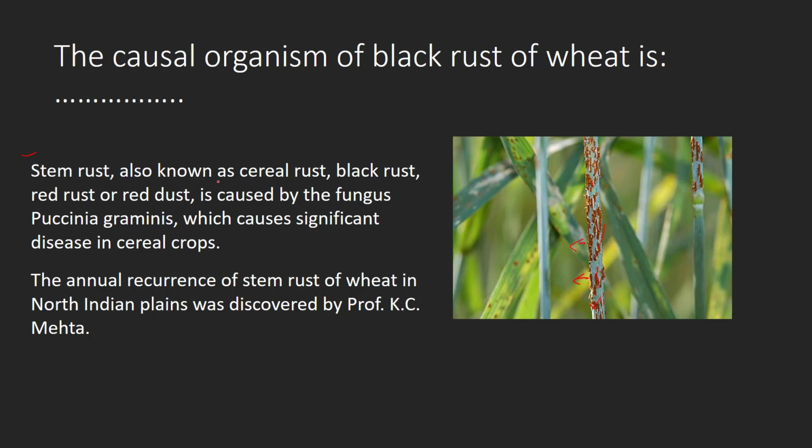It is also known as cereal rust, black rust, or red rust, and is caused by the fungus Puccinia graminis, which causes significant disease in cereal crops. One very important fact about rust is that the annual reoccurrence of stem rust of wheat in the northern Indian plains was discovered by Professor K.C. Mehta. This may be a very important fact. You must remember this. It may be asked in any competitive exam or from the general agriculture point of view.